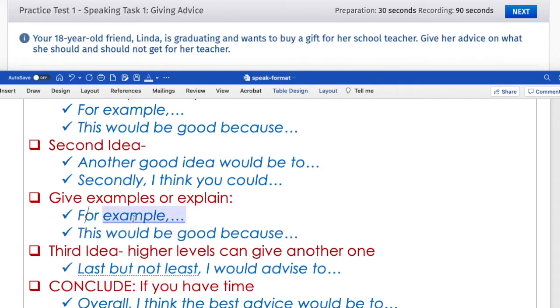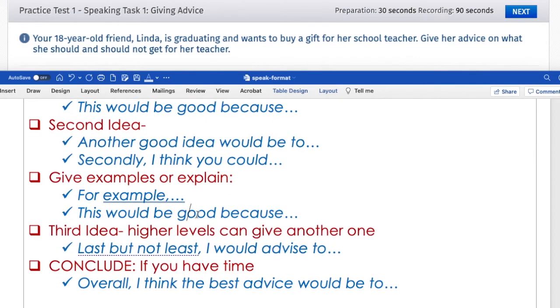Or in here, if I said another good idea would be to get her something beautiful or something that she can keep in the classroom, then I would have to give an example. For example, you could get her flowers or you could buy her a clock.